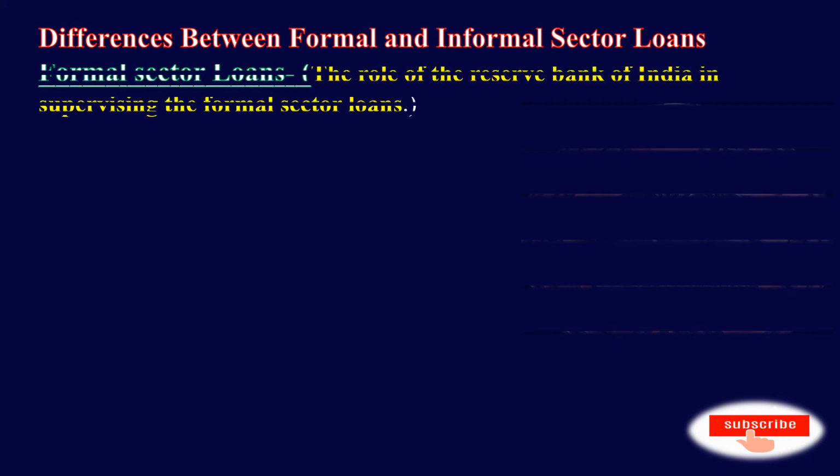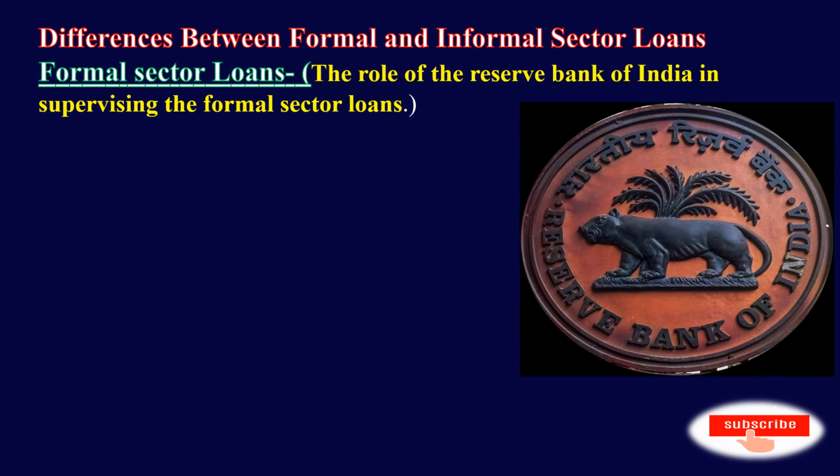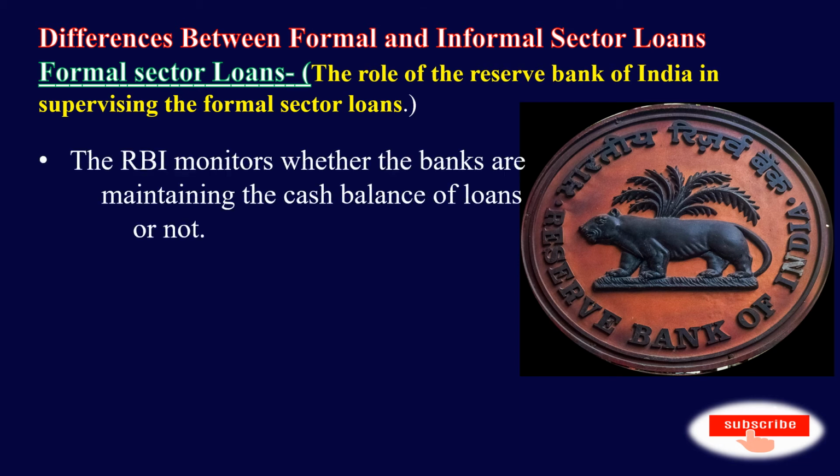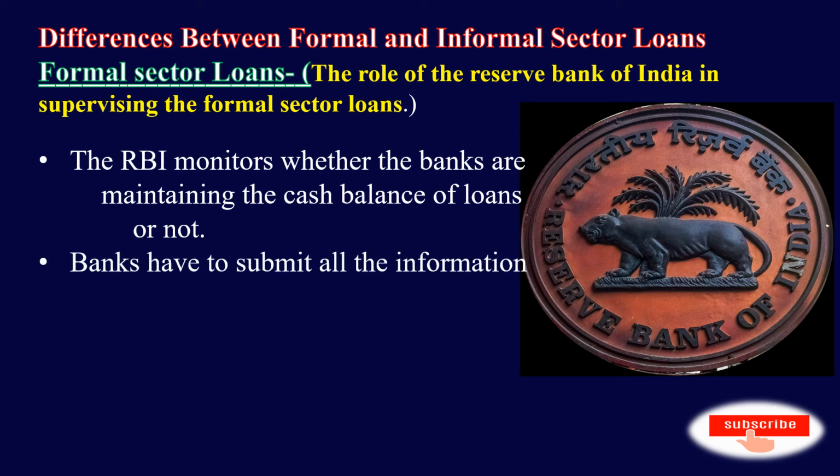The functioning of formal sector loans is supervised by the Reserve Bank of India. The Reserve Bank of India plays a crucial role in supervising the formal sector loans. The RBI monitors whether the banks are maintaining the cash balance of loans or not. The RBI also checks that the banks give loans not just to businessmen and traders but also to small farmers and needy people for their small scale businesses.